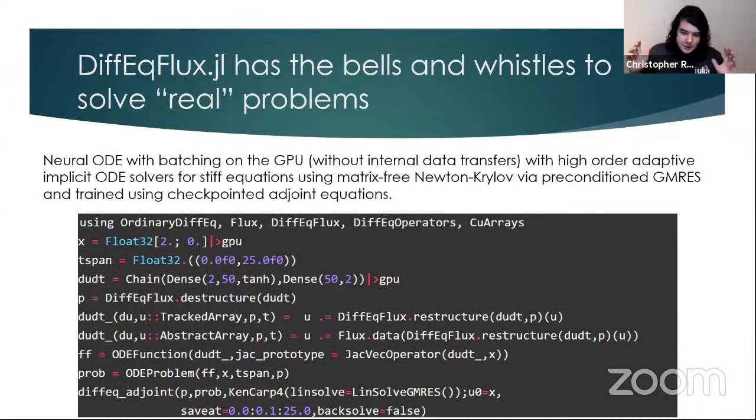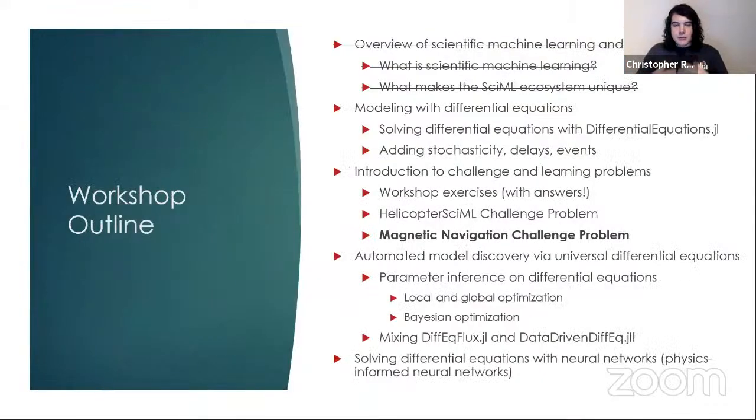Now, this is the most extreme of the examples, but for the expert in there that wants to know, what features do you have that are related to these very large climate models? Well, we have all these things for batching on GPUs, high-order adaptive implicit ODE solvers, matrix-free Newton-Krylov with preconditioned GMRES and checkpointed adjoints, right? All these things that are required when you get to very large, very stiff partial differential equations. You can utilize these with neural networks in there, and you can train them in this context. So that is why you might want to use the Julia ecosystem.